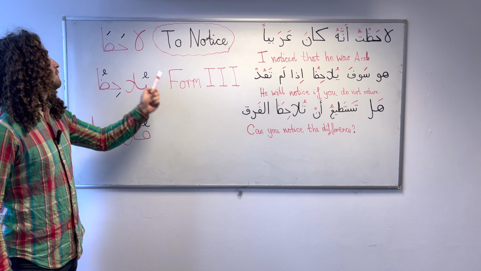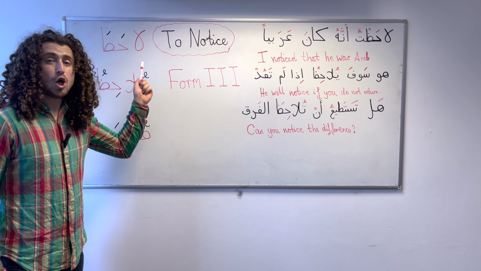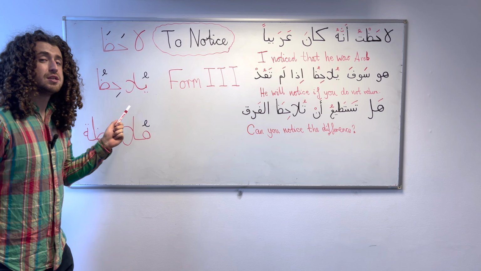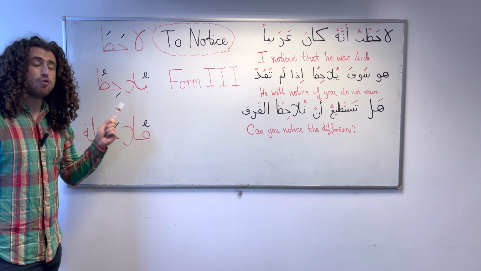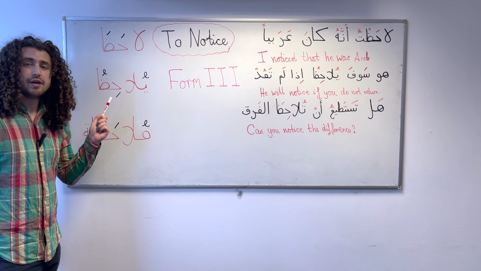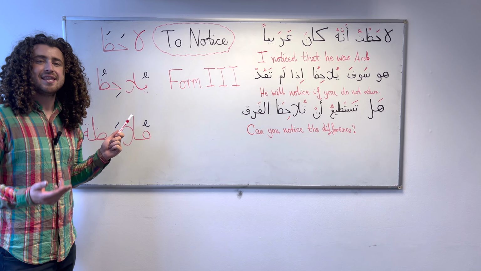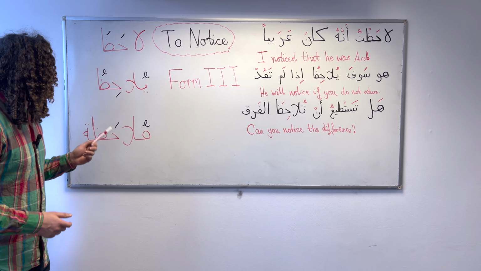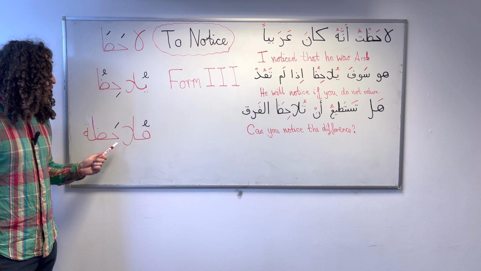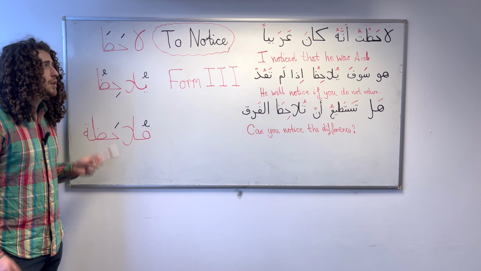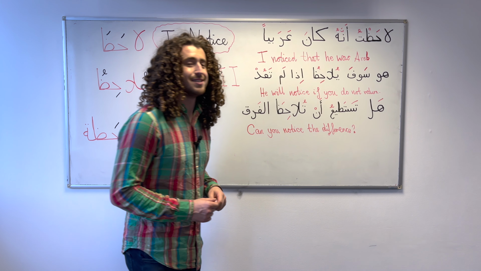So, let's start with our verb, which is to notice, which is lahadha, which is a form 3 verb. So in the past it's lahadha, in the present it's yulahidhu. Okay, notice that's the conjugation for the form 3. Yulahidhu. It's like another verb, which is shahada yushahidu. And then the masdar is mulahadha. Mulahadha. Okay? Let's move on to some example sentences now.